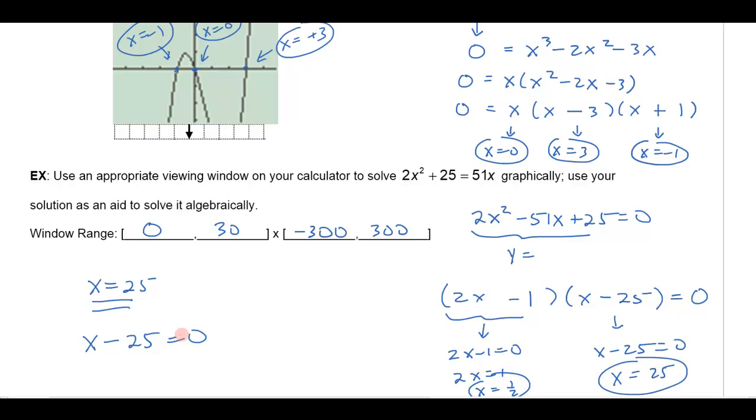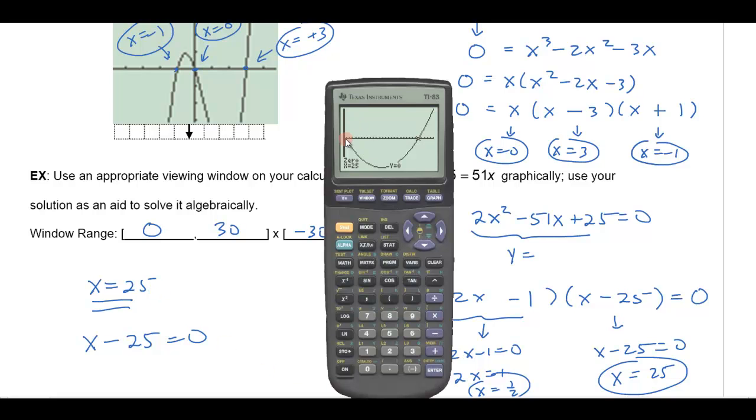Now x equals 25, that's what we found by the graph. And if I go back to my graph, you'll notice I'll bet that a half is probably where it crosses the x-axis right there as well. Let me just calculate the value, and I'll plug in 0.5, and sure enough you'll see that the y value is 0 at that point.